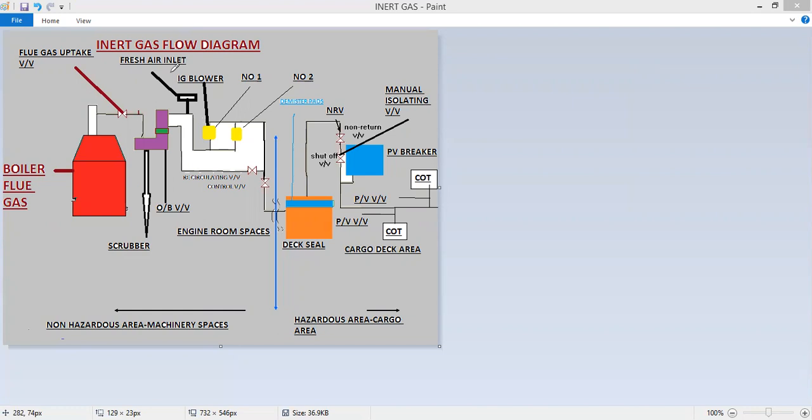Good day, everyone. In this video, we will familiarize ourselves with the inert gas flow diagram. So basically, before we start this diagram, a brief introduction to inert gas. What is inert gas? To understand inert gas, we have to understand the fire triangle.